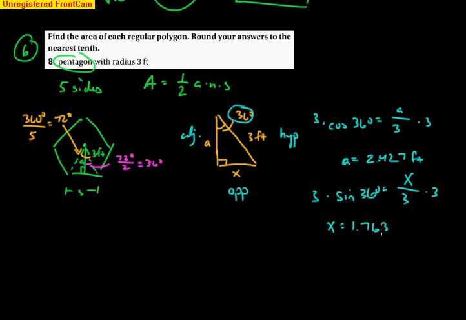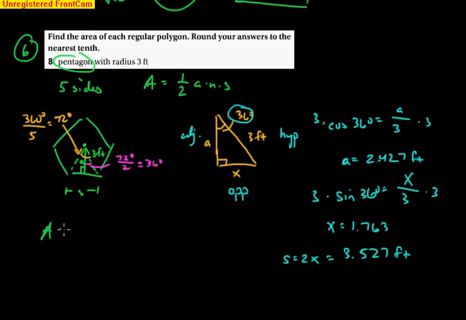But I do want to double that, because I want the side length. Remember, s is what I really want, and it is equal to 2x. So just times 2, double that, and I get 3.527. 3.526, it doesn't matter. And that's feet. And that's my side length s. So here are my numbers. A, 2.427. S, 3.527. And N, 5 sides.